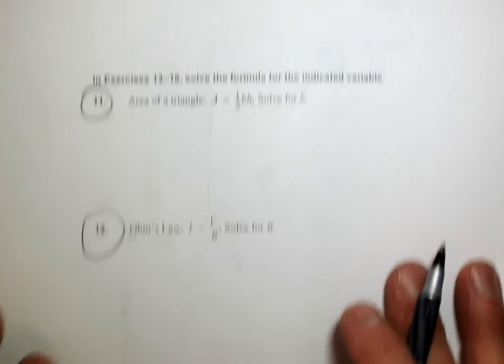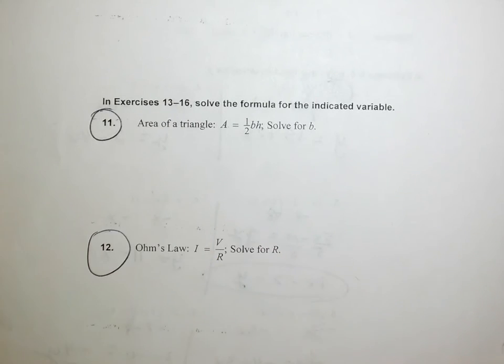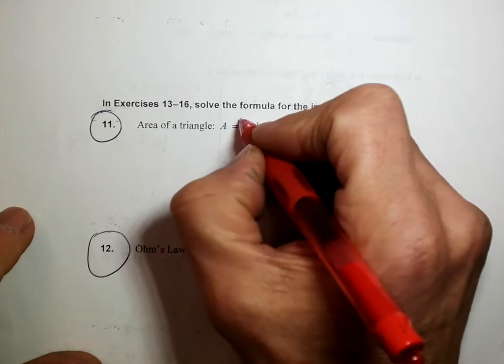So here we go. Number 11 is a formula in math. If I want to solve for b, I want to get rid of the 1/2 and the h. I want b by itself. So I'm going to get rid of the 1/2 first, and I'm going to undo 1/2 by multiplying by 2.